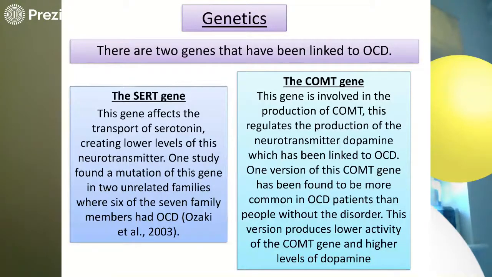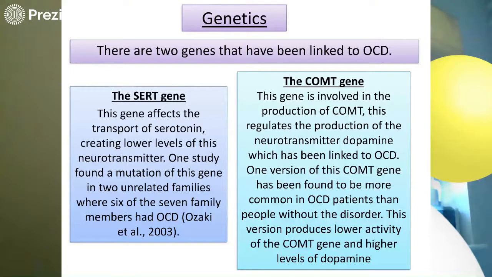So the SERT gene is a gene that affects serotonin, and if this gene is present, it could mean that an individual has lower levels of serotonin. There's a study to support this, and they found that there was a mutation of this gene in 2 unrelated families where 6 of the 7 members had OCD. So this suggests that it runs in families, and it could therefore be inherited, and it could be biological.